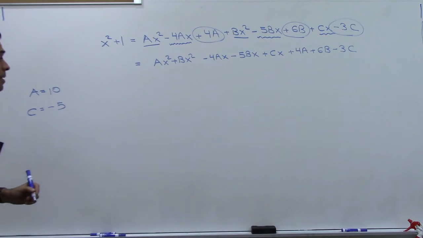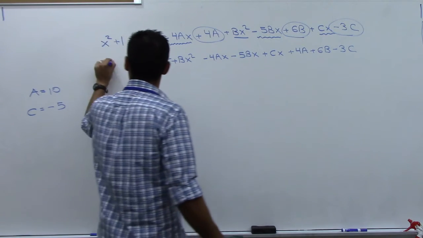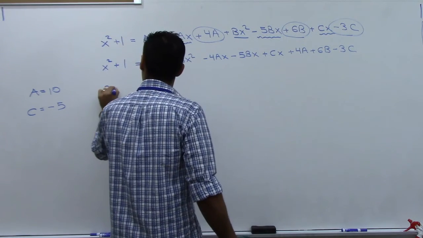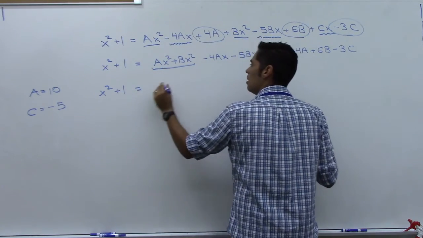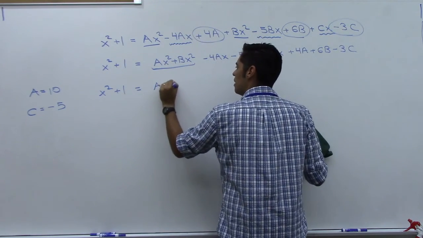All right, now what we do, left side still x squared plus 1, is I will factor out what's common. So in these two, I pull out an x squared, I place it in the back.